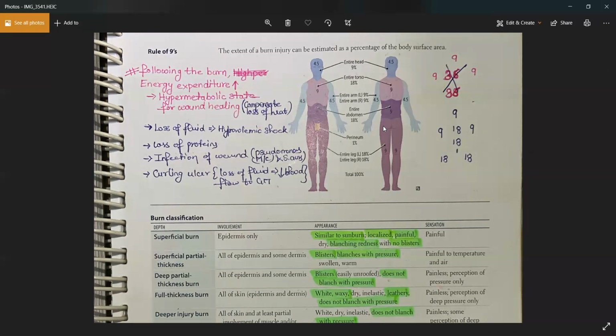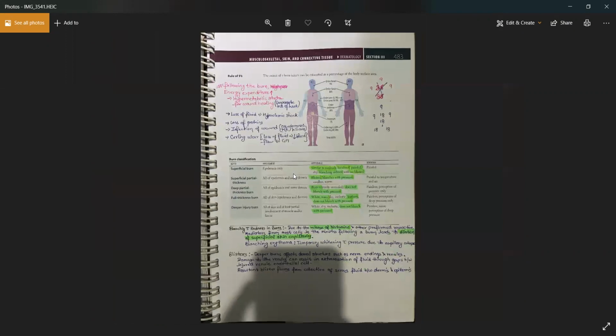Okay, so that would be everything about the burn. Any doubt on this page so far? No, thank you. Okay, so can we wind up here now, guys?